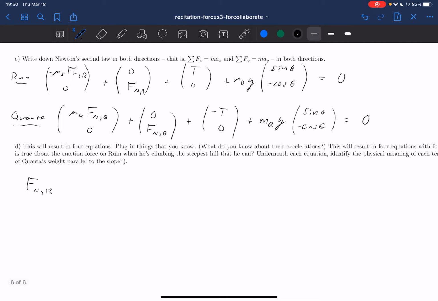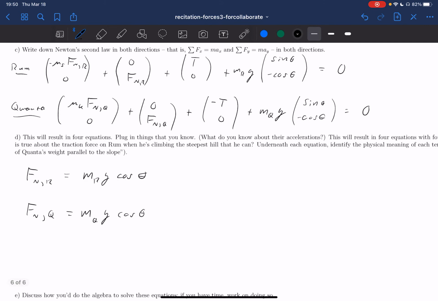So we just found Fn for Room, which is equal to m Room g cos theta, and Fn for Quanta is equal to m Quanta g cos theta. Okay, so now we can plug these values into our top equations. So we can do it like this.